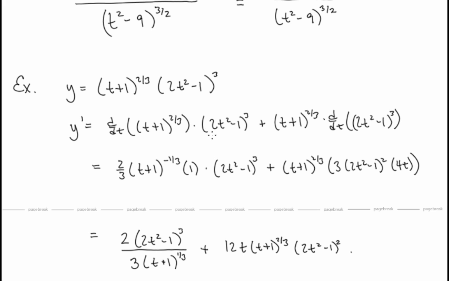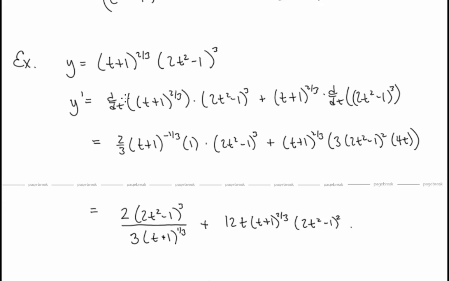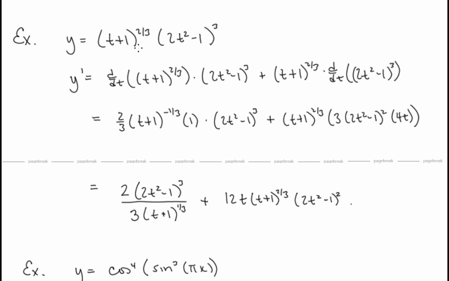Let's take a look at this problem. Here we have the product of two compositions. We have (t plus 1) to the 2/3 power multiplied by (2t squared minus 1) to the 3rd. So we have compositions within a product. We start with the product rule. Within the product rule, we're going to have to use the chain rule.